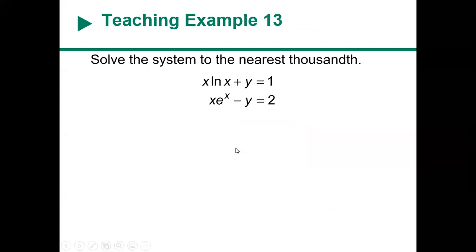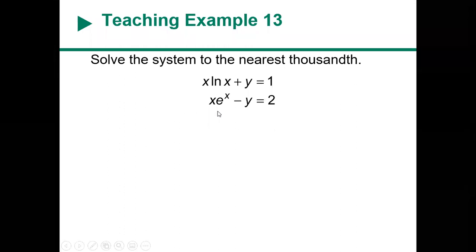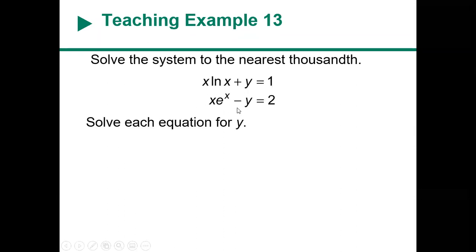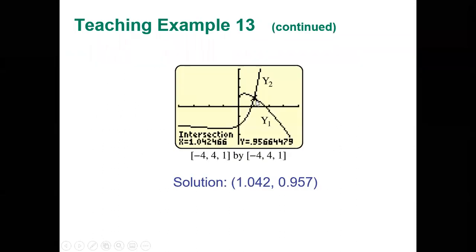All right, this one, solving the system. So the difference from Algebra 2 to here is that our system can be made up of anything. In Algebra 2, you just focused on linear systems and your 3 variable system. So what we're going to do here is solve each for y, and one's going to be our y1, and one's going to be our y2. And we're going to take these and plug them into the calculator and find their intersection. So the solution is approximately 1.042 and 0.957.